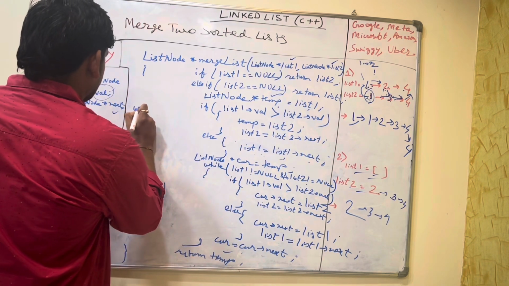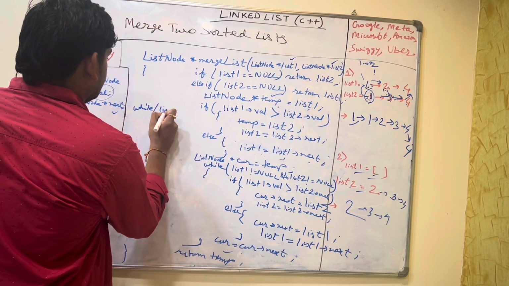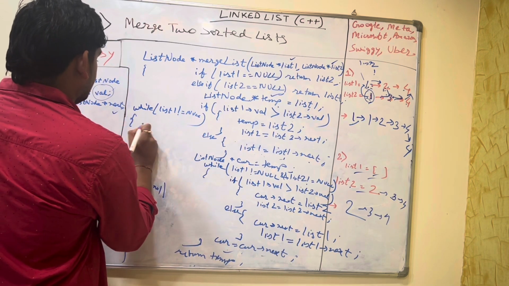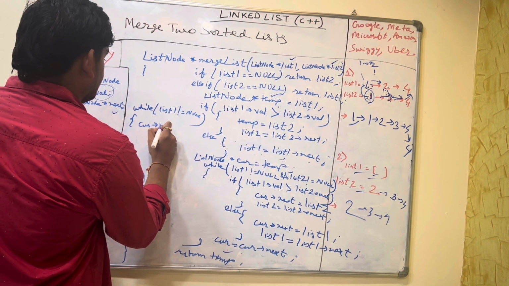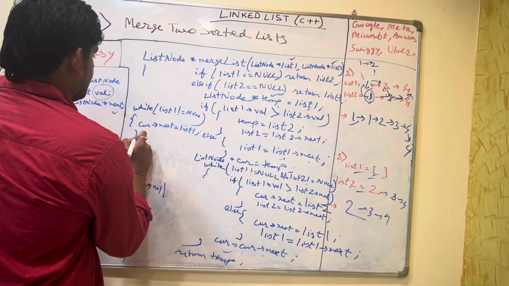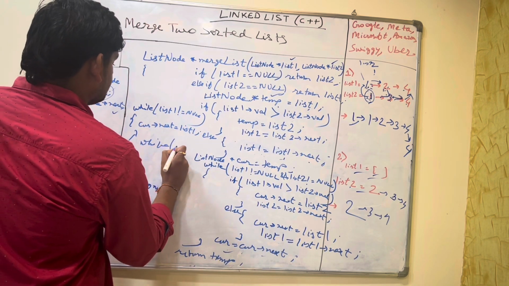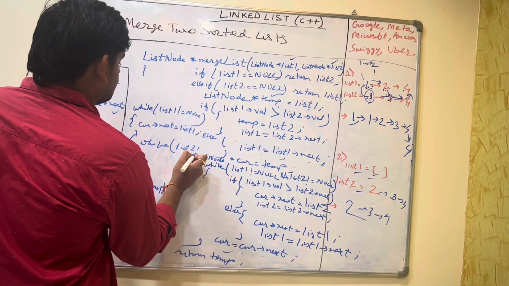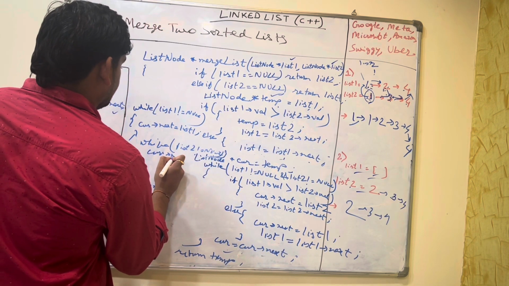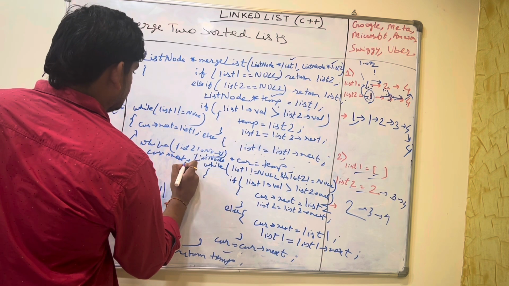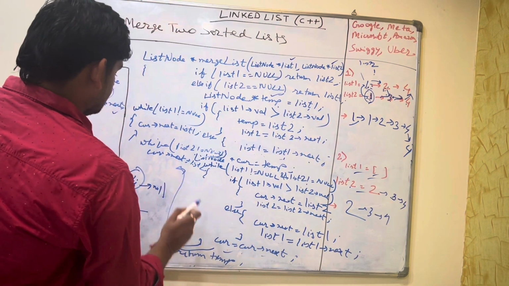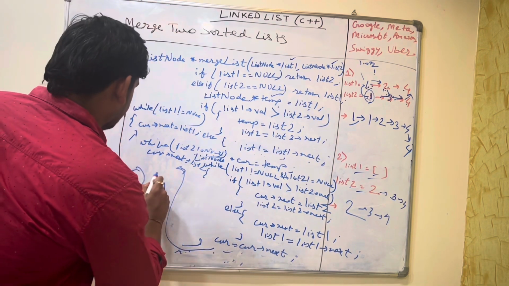So while list 1 not equal to null, if list 1 is not equal to null, then what we will do, current next is equal to list 1. Whatever the elements are left, that would go. If list 2 is not equal to null, while list 2 not equal to null, then we will make current next pointing to list 2. Once we do this, after this step, we will be returning temp.